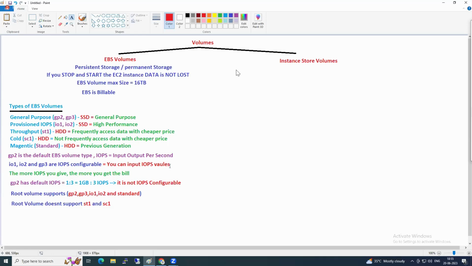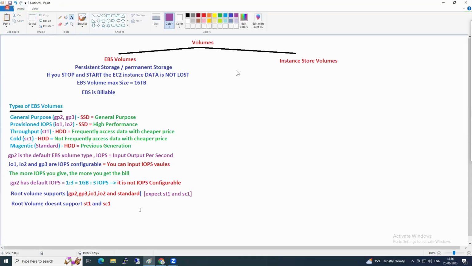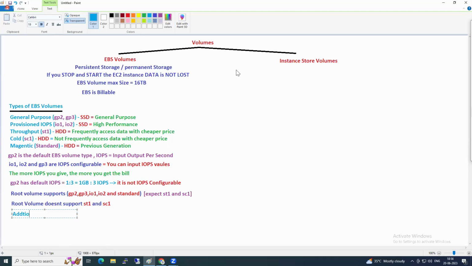So now a question for you. Root volume supports what volume types? GP2, GP3, IO1, IO2, and standard. Instead of that, can I say except ST1 and SC1? Yes. Very good. Here I'll write except ST1 and SC1. So you will get the reverse question also in your certification. How about additional volume? Additional volumes support all types.